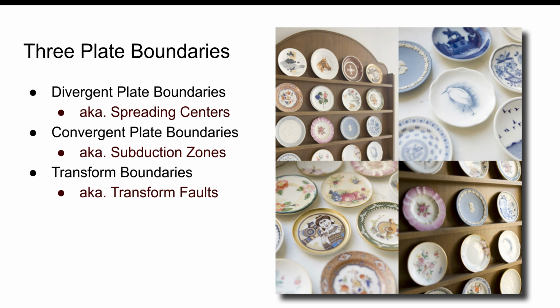Okay, plate boundaries. Now the nitty gritty of plate tectonics. There are three types of plate boundaries. Divergent boundaries, we also call them spreading centers. Convergent plate boundaries, we also call them subduction zones. Transform boundaries, they're just transform faults.